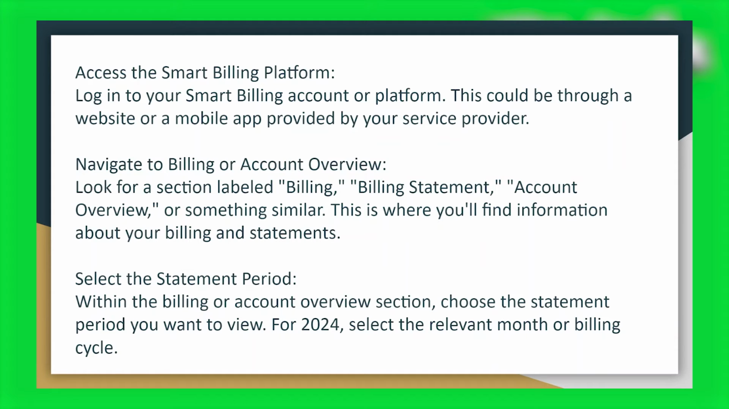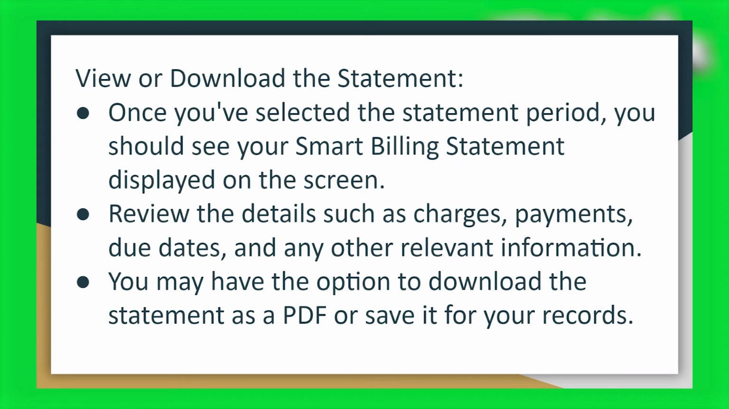Within the Billing or Account Overview section, choose the statement period you want to view. For 2024, select the relevant month or billing cycle. Once you have selected the statement period, you should see your Smart Billing statement displayed on the screen. Review the details such as charges, payments, due dates, and any other relevant information.